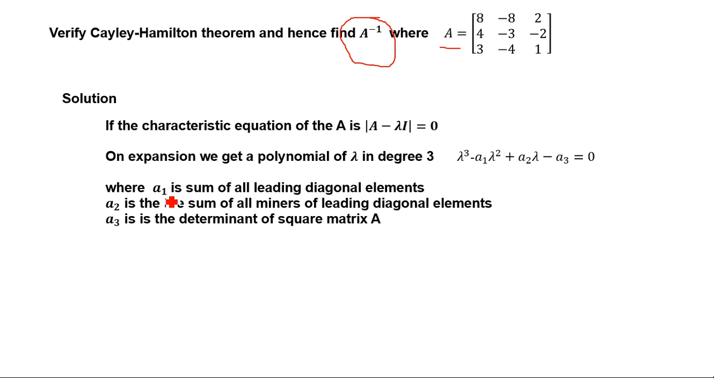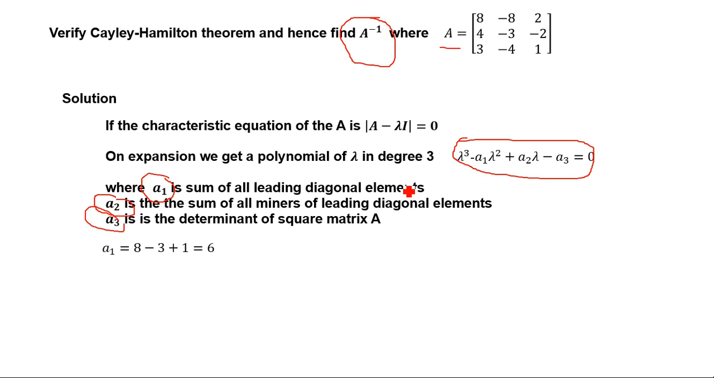So what is a1 here? A1 is sum of the leading diagonal elements. A2 is sum of the minors of leading diagonal elements. A3 is determinant of square matrix A. Otherwise one more method is there to find the characteristic equation. Just subtract lambda in the diagonal elements and then find the determinant of the matrix, equating to 0. That is the characteristic equation of order 3. Otherwise you have to find a1, a2, a3 and substitute in this equation.